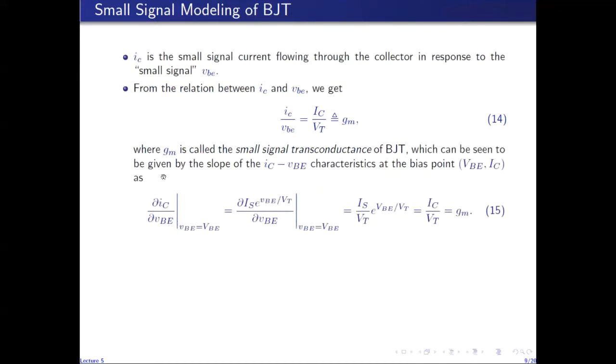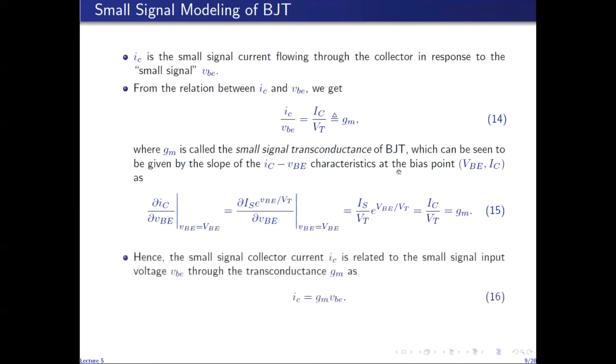So this is called the small signal transconductance of the BJT, which can also be seen to be given by the slope of the IC-VBE curve at the Q point. So if I differentiate IC with respect to VBE at the Q point, which is set by capital VBE, after differentiating, I replace small VBE with capital VBE. Then the numerator is again capital IC, which is the DC collector current, and the denominator is VT. So as you can see, it is equal to gm. So gm is also given by the slope of the IC-VBE characteristics of the transistor at the Q point.